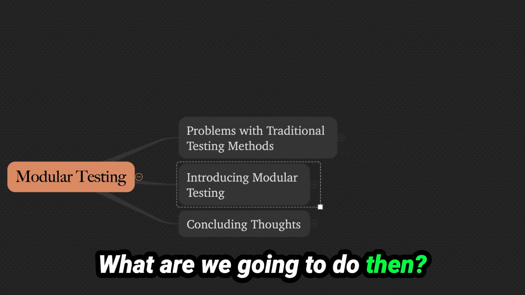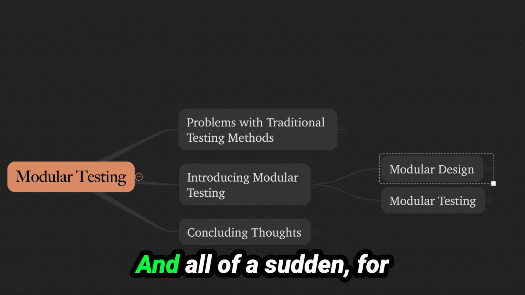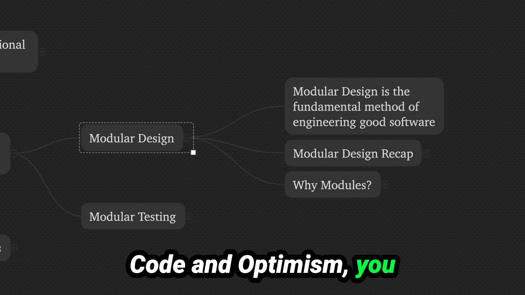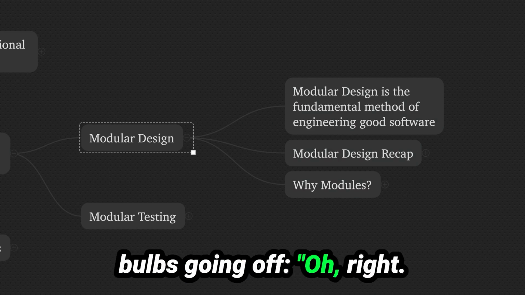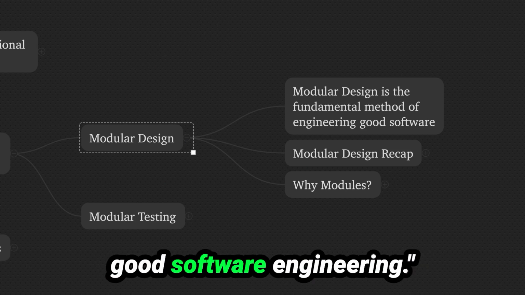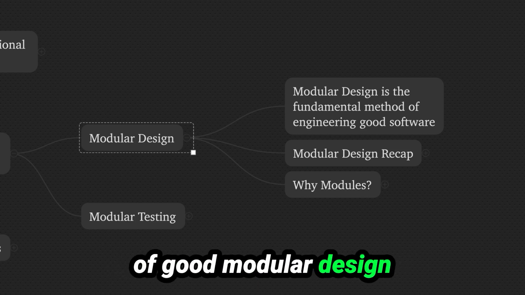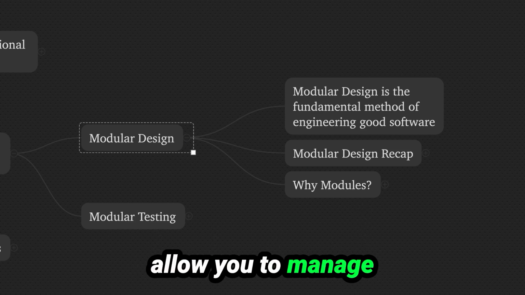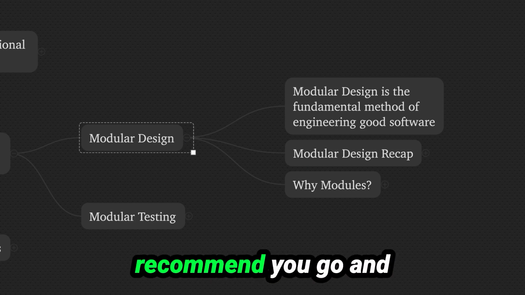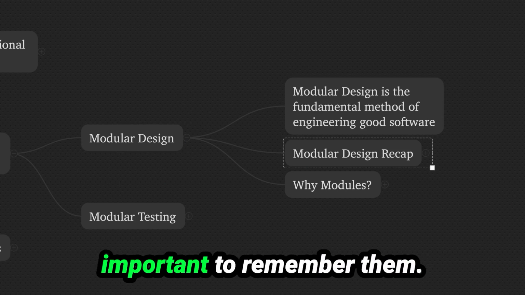What are we going to do then? We're going to do what I call modular testing. And all of a sudden, for anyone who has listened to previous episodes on Code and Optimism, you should have some light bulbs going off. Oh, right. Modular design is the fundamental building block of good software engineering. Good modular design and the 5 essential elements of good modular design allow you to manage complexity as your complexity fighting superpower. I'm going to highly recommend you go and watch some of those earlier videos, but we will just very quickly talk about the 5 essential elements because it's important to remember them.